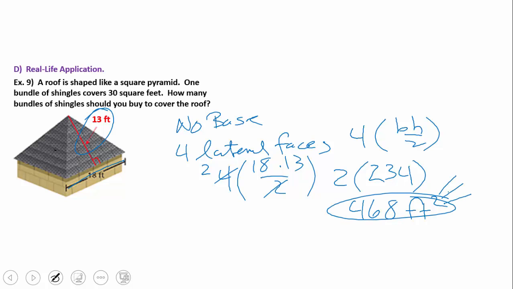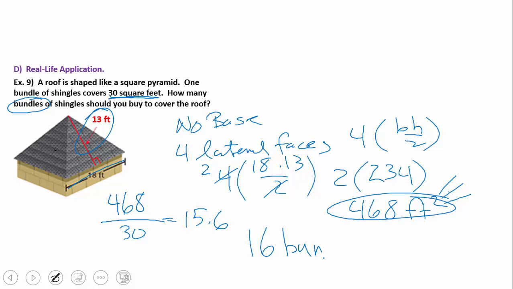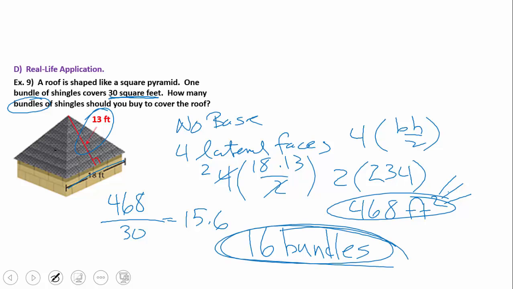That is not the total answer, because the question said, how many bundles of shingles? Well, we know that 30 square feet of shingles are covered by 1 bundle. So we've got to take our 468 and divide that by 30. And what we end up getting is 15.6. So how many bundles do we need to buy? We buy 15? Can we buy 15.6 bundles? Or do we buy 16? That is right. 16 bundles. You'll have a little extra, but that's okay in case some of them break. So 16 bundles. That is the final answer, people.